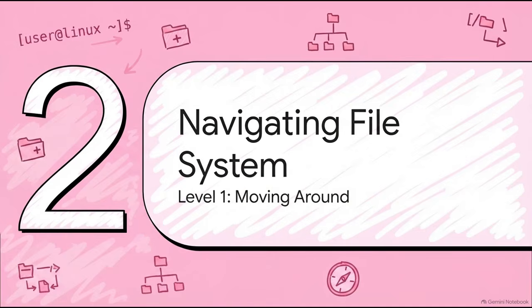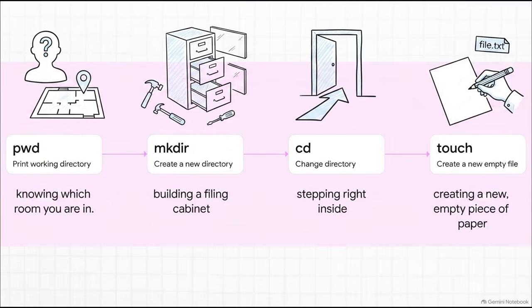Section 2. Navigating your file system. Level 1. Moving around. To get comfortable here, I want you to imagine the Linux file system is like a massive physical office building. So how do we move through this office? Well, here's a real-world workflow for you. Step 1. When you wake up in the building, you need to know exactly which room you're in, right? You just type pwd, which stands for Print Working Directory, and it spits out your exact path.